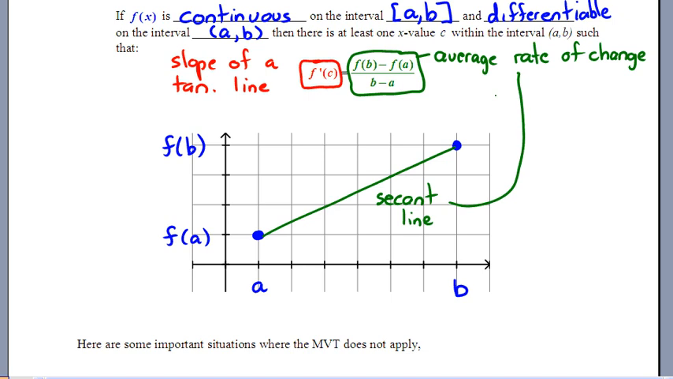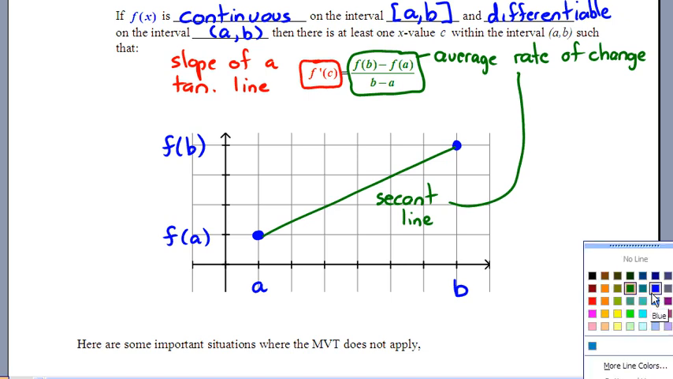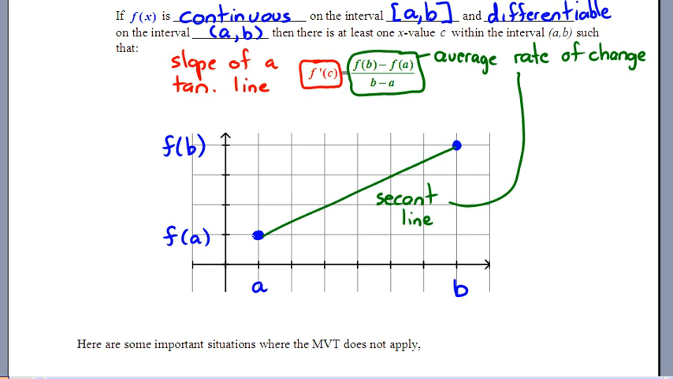And now, here's the challenge. Try taking your pen or pencil and starting at this a, f of a, and finishing here, and try not to ever have the slope match that green line. You can't do it. It has to have the same slope as that at least once. And so I'm just going to go like this. I'm going to go way up and down and around like that.